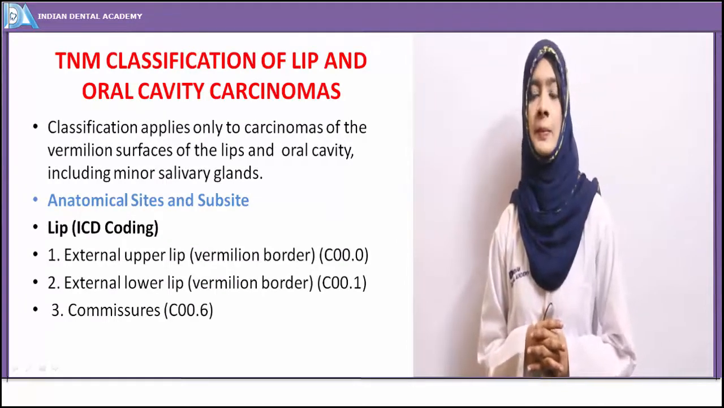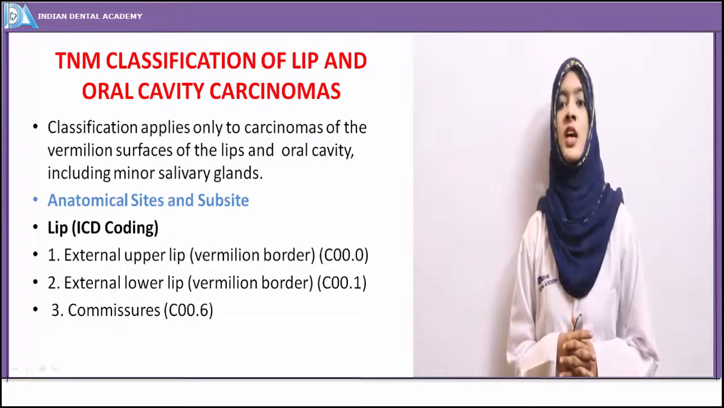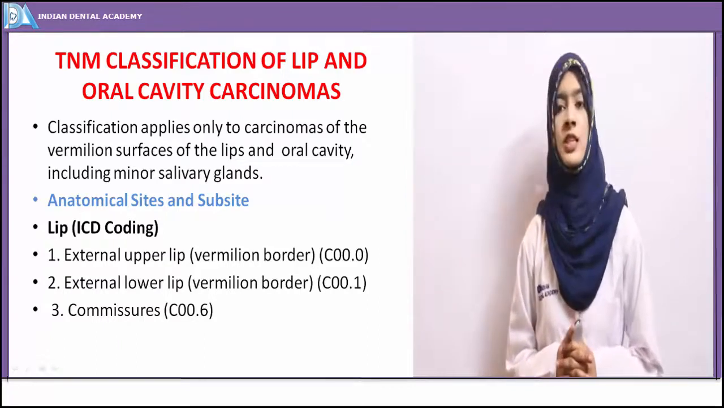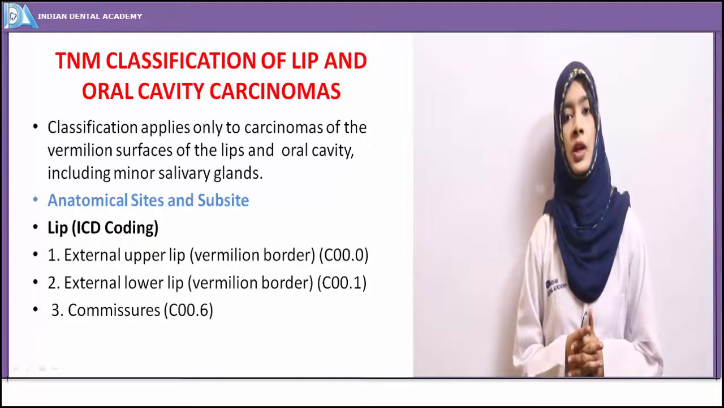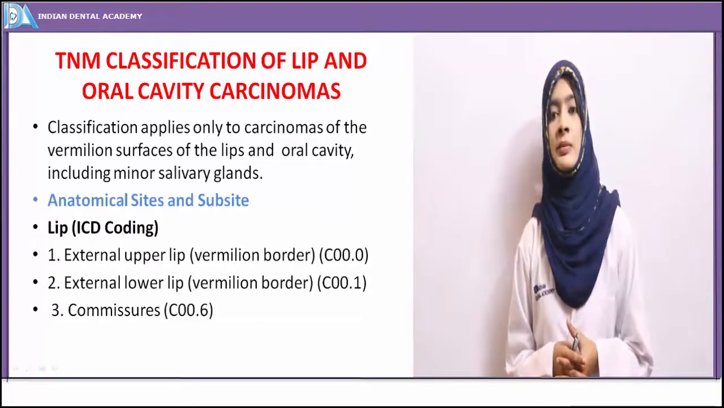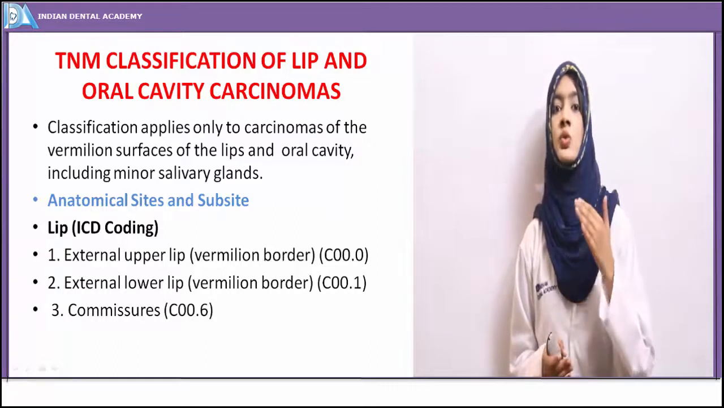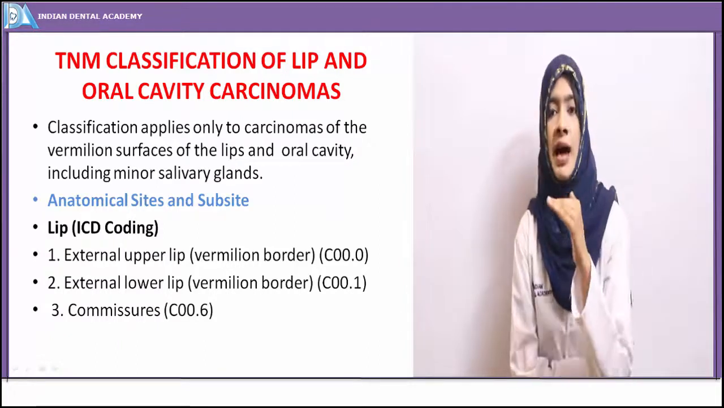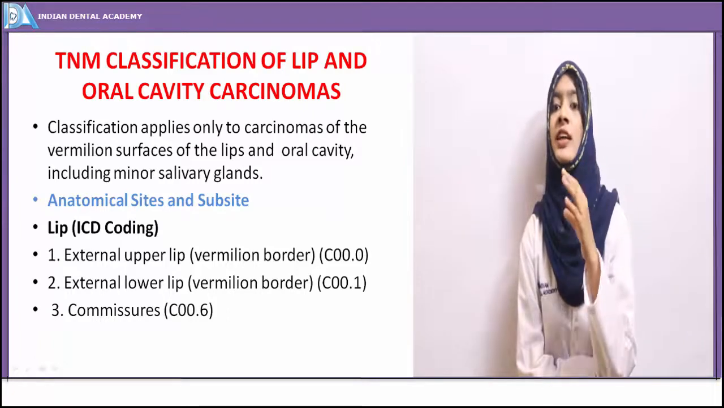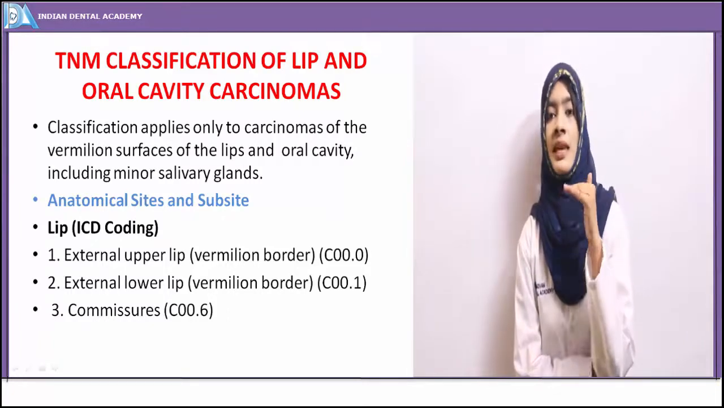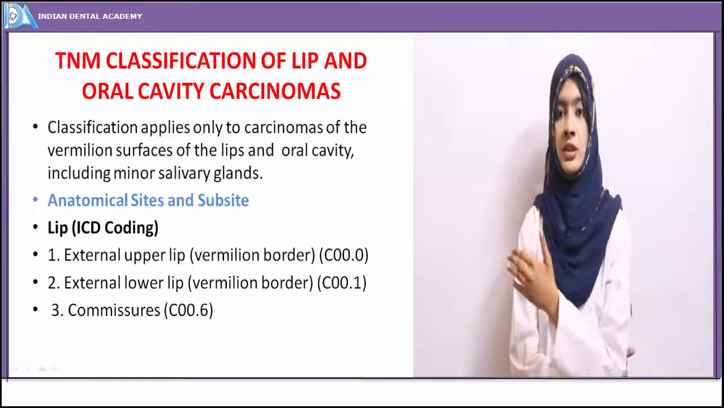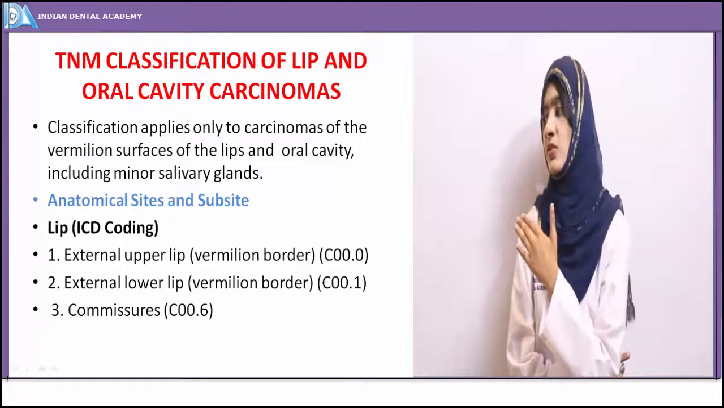Classification of lip and oral cavity carcinomas. This classification applies only to carcinomas of the vermilion surfaces of the lips and the oral cavity, all of the oral cavity including the minor salivary glands. The TNM classification is the classification used for classifying the malignancies, the spread of the malignancies, the invasion of the malignancies, and at what level the epithelial malignancy has metastasized. To know that, we need to consider this TNM classification.